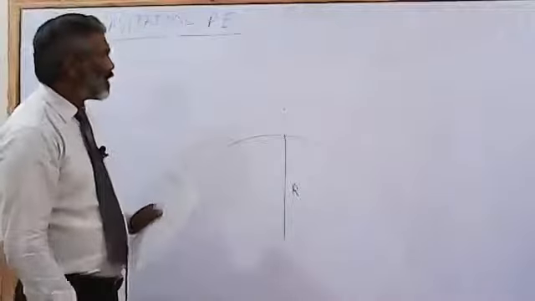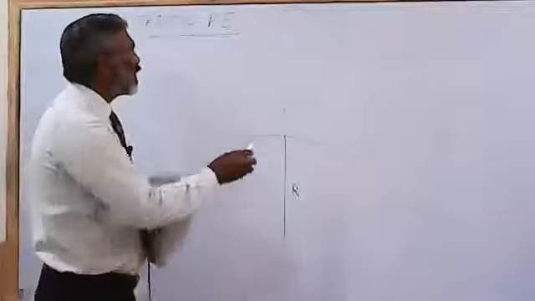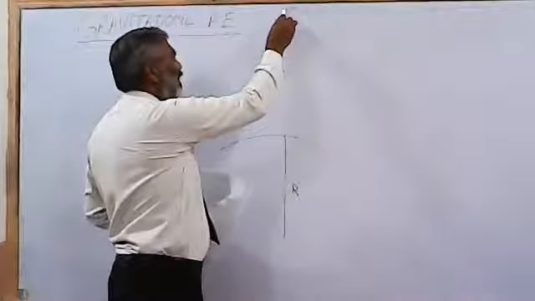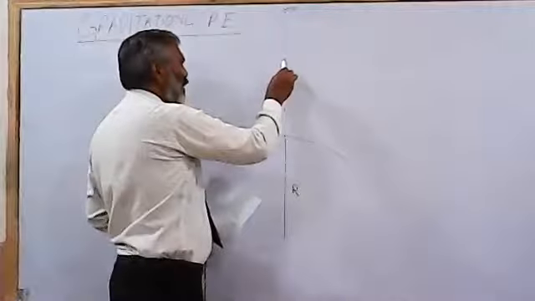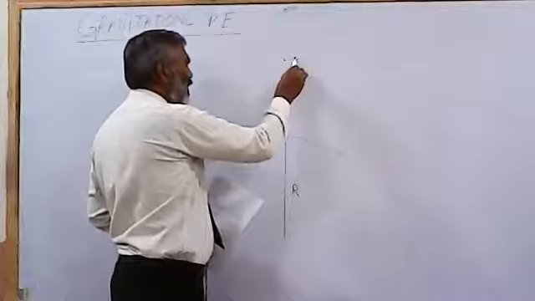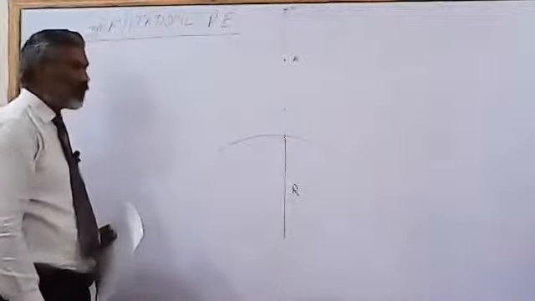So gravitational potential energy is defined in terms of the work that we have to do in order to bring a mass m from this point to any point A or B or C or D in the gravitational field of this planet.